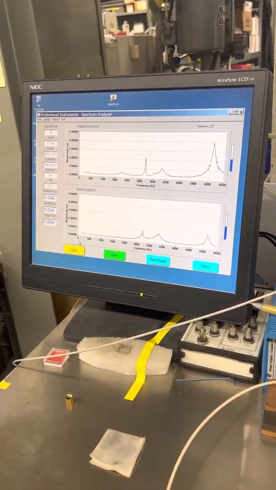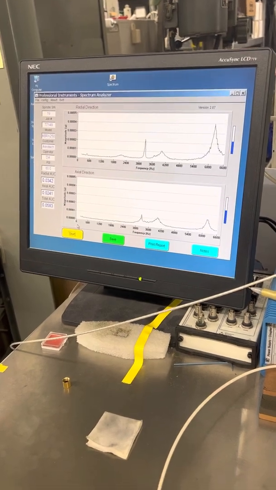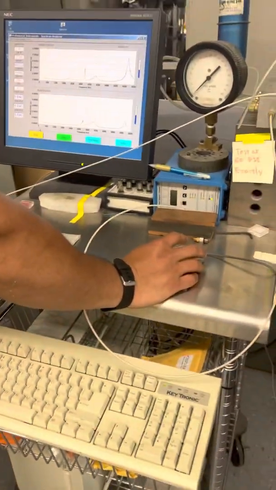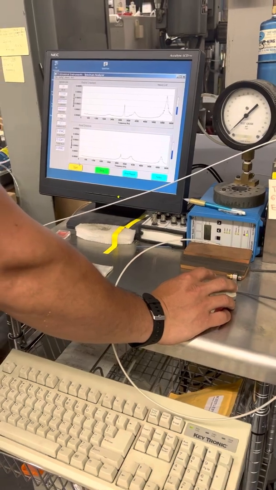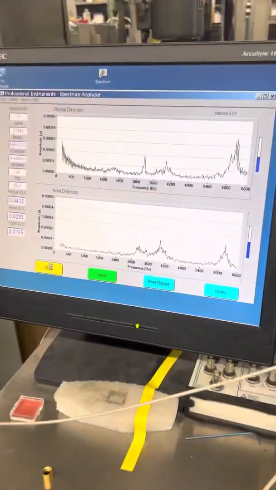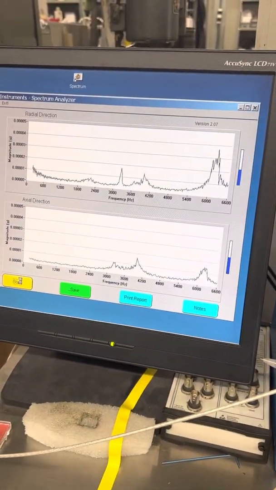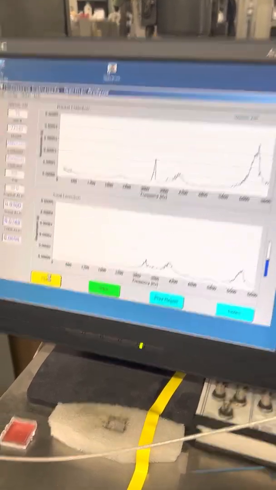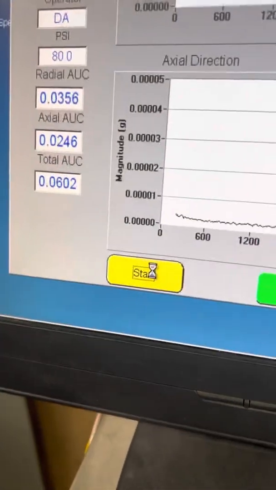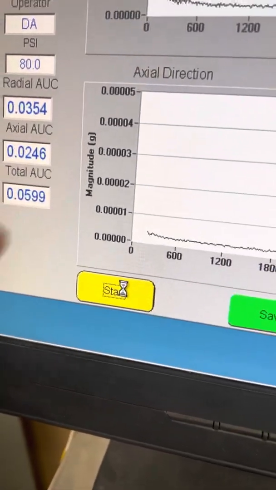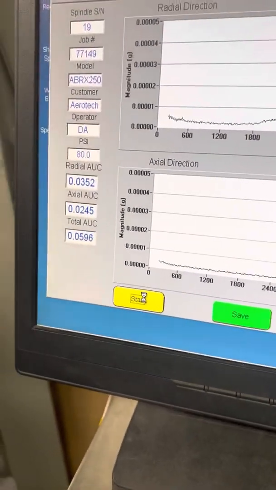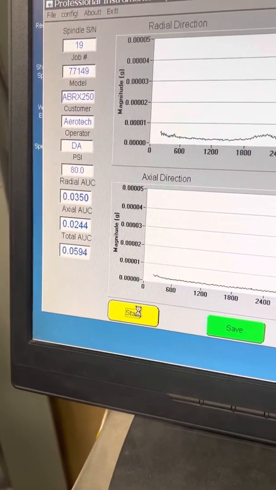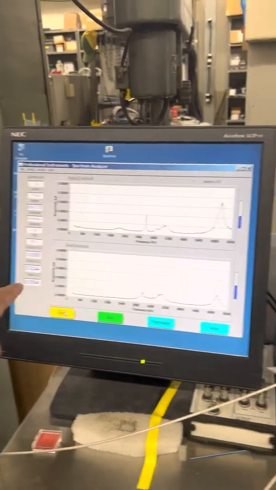This will be conducted at 80 psi inlet pressure because that is the use case for this bearing. And we're paying attention to this total AUC. Okay, so we have a total AUC of about 0.06.